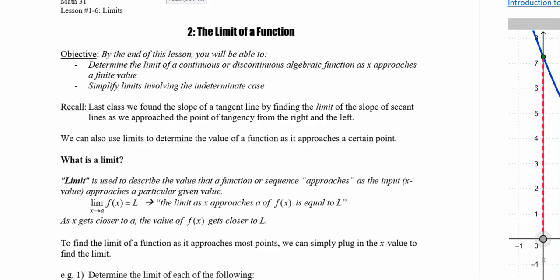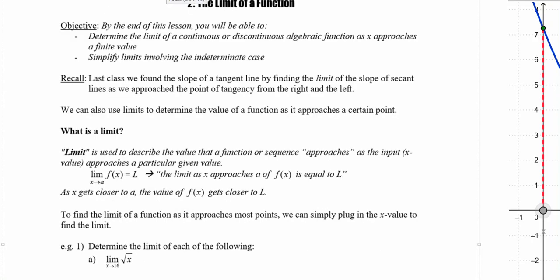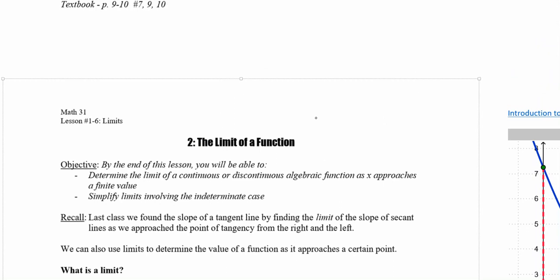All right, lesson 2, the limit of a function. So, recall from last class what we were doing: we were figuring out the slope at any given point, right? So we said if we had a curve, let's say we had this curve, and we wanted to figure out the slope at maybe 3 on that curve. What we would do is get closer and closer to 3 to approximate what the slope was. So we'd have to use the secant lines.